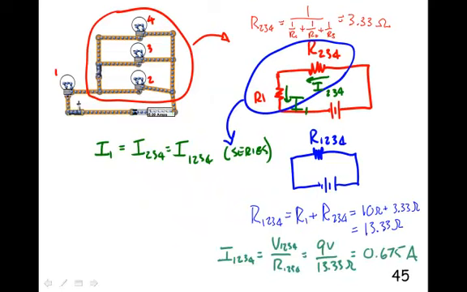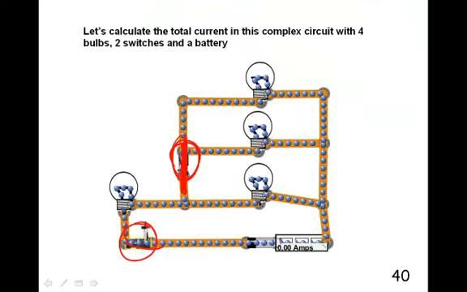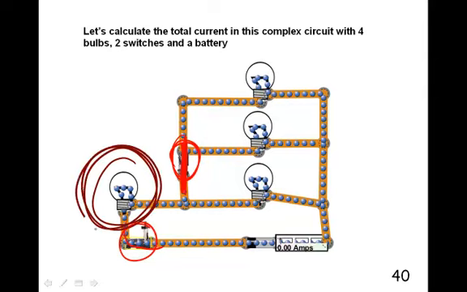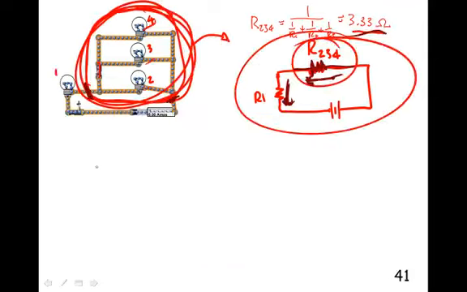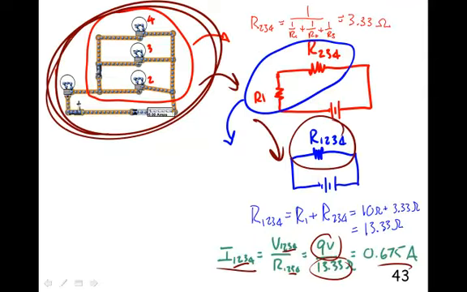All right. So what are we going to do next? So now we ultimately want to, what did we ultimately want to find anyway? Let's calculate the total current in this complex. Okay, so we've already calculated the total current, but now let's find the voltage on this element right here. So we got down to this point. So now we're going to start going backwards.